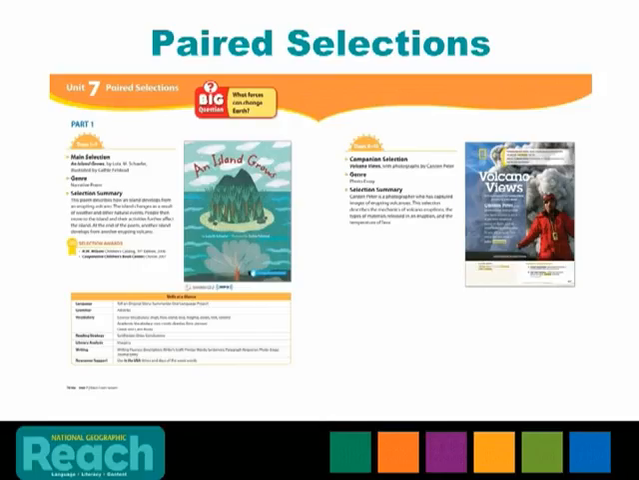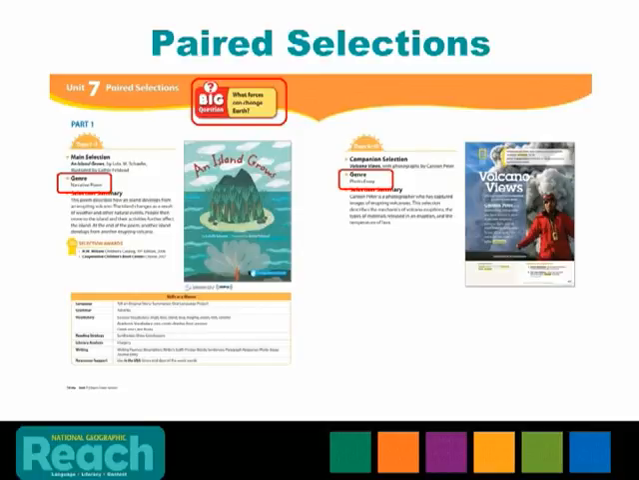Now that you have a better understanding of how to launch a unit with Reach, let's take a quick look at the instructional path for grades 1 through 5. As I mentioned earlier, instruction in each unit is broken down into two parts after the unit launch. Each of these two parts include paired reading selections, a main selection, and a companion selection.